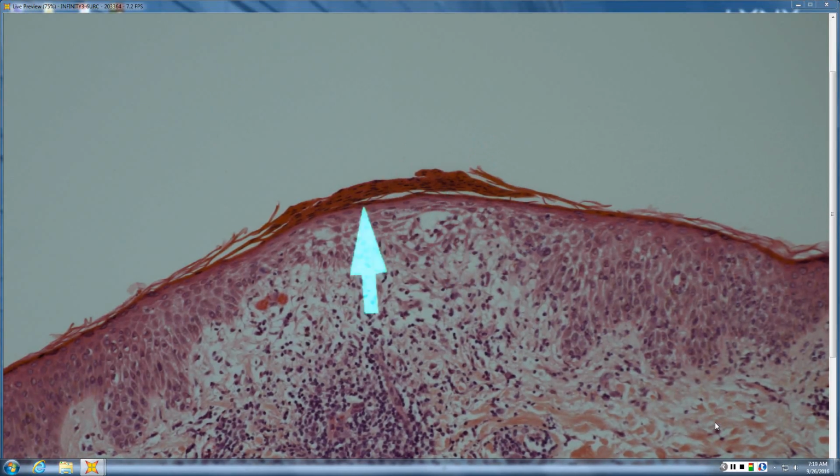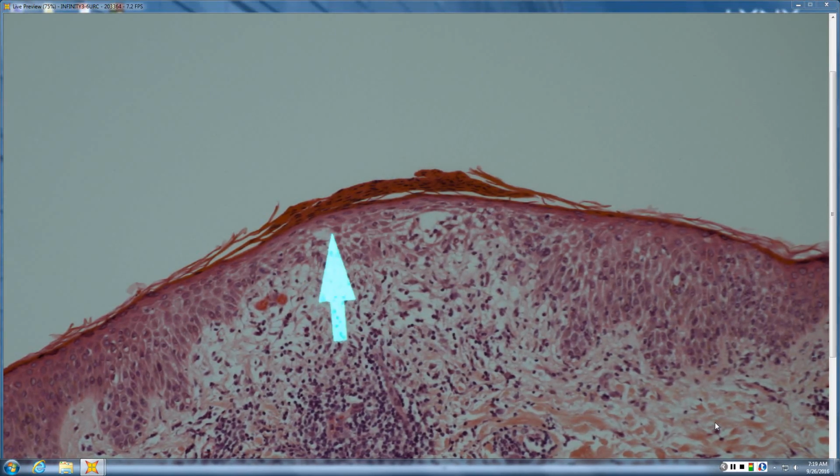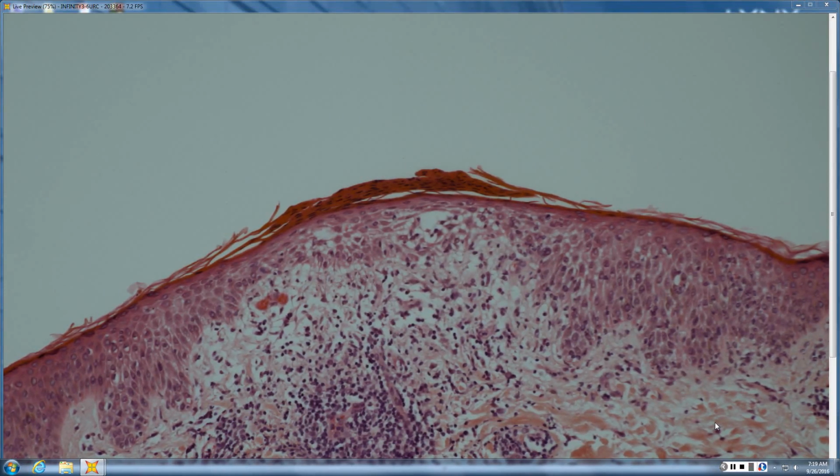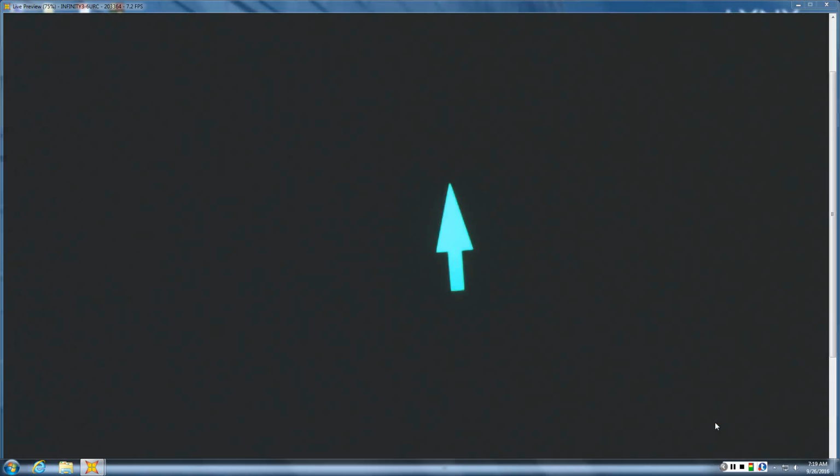At roughly 45 degrees, this is directly underneath it, but at roughly 45 degrees you see a focus of spongiosis, and then roughly 45 degrees a fairly dense focus of lymphocytic infiltrate. All that goes with pityriasis rosea, with the infiltrate expanding outward this way and leaving a trailing scale behind it. Pityriasis rosea.